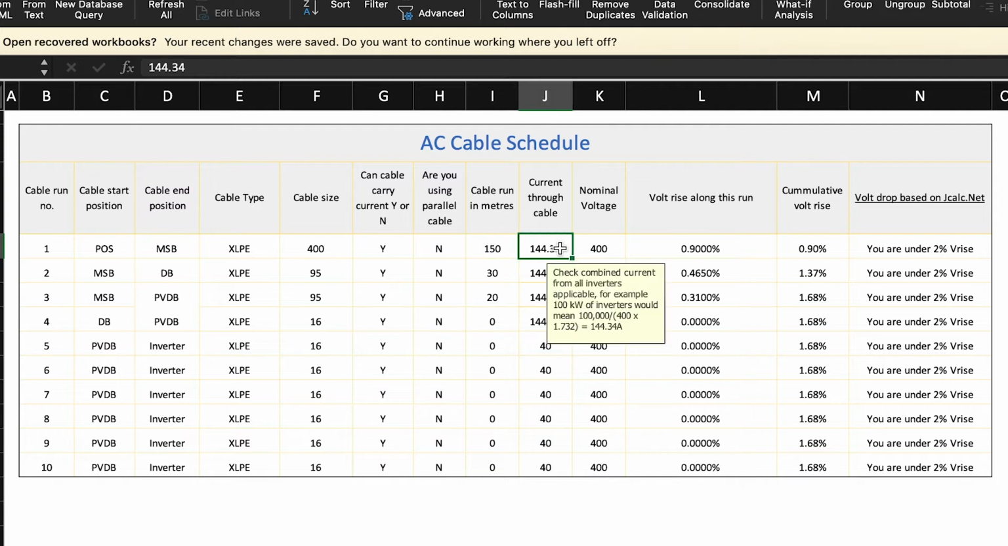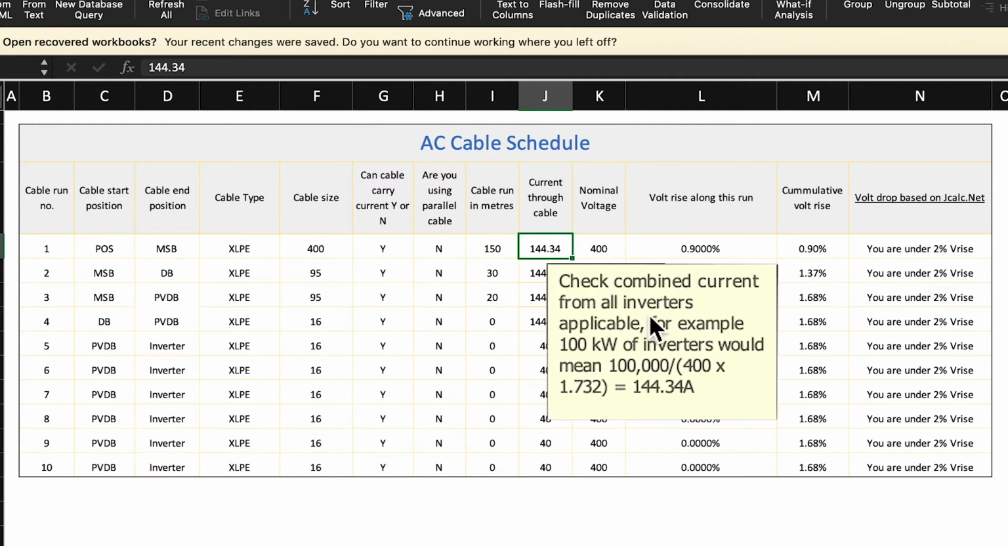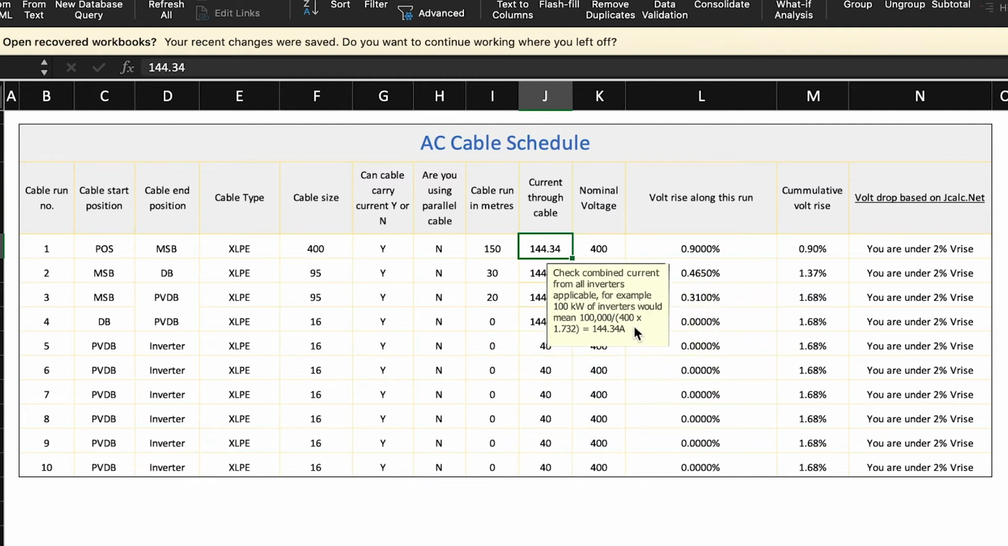So the current through the cable, and I've done a little bit of a data validation scenario here as well. I've said check combined current from all inverters applicable. For example, 100 kilowatt inverters would mean 100,000 watts divided by, in brackets, 400, which is the normal voltage of a three-phase situation, times 1.732, which is the square root of 3 because it's three-phase, comes out at 144.34 amps. Normal voltage obviously is 400 in this situation, and now the volt rise.